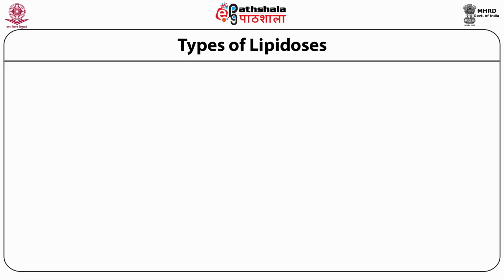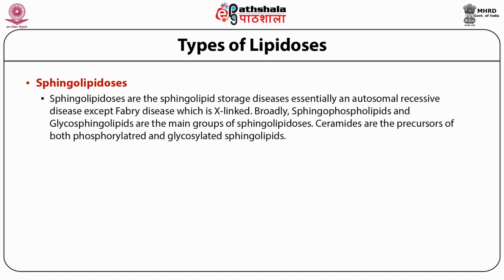Types of lipidosis. The lipidosis can be of many types, and the first and the foremost is the sphingolipidosis, and these are the sphingolipid storage diseases. Essentially an autosomal recessive disease, except the Fabry disease, which is X-linked. Broadly, sphingophospholipids and glycosphingolipids are the main groups of the sphingolipidosis. Ceramides are the precursors of both the phosphorylated and glycosylated sphingolipids.